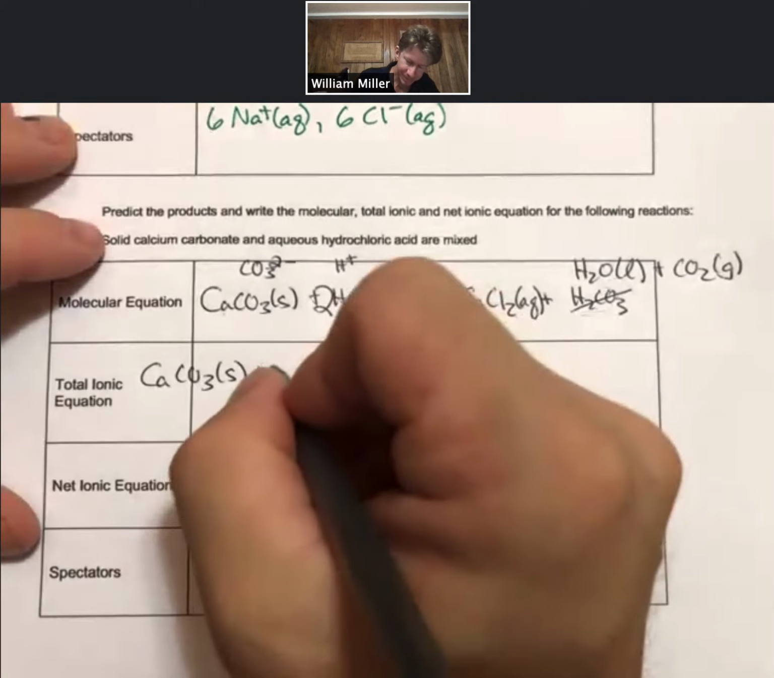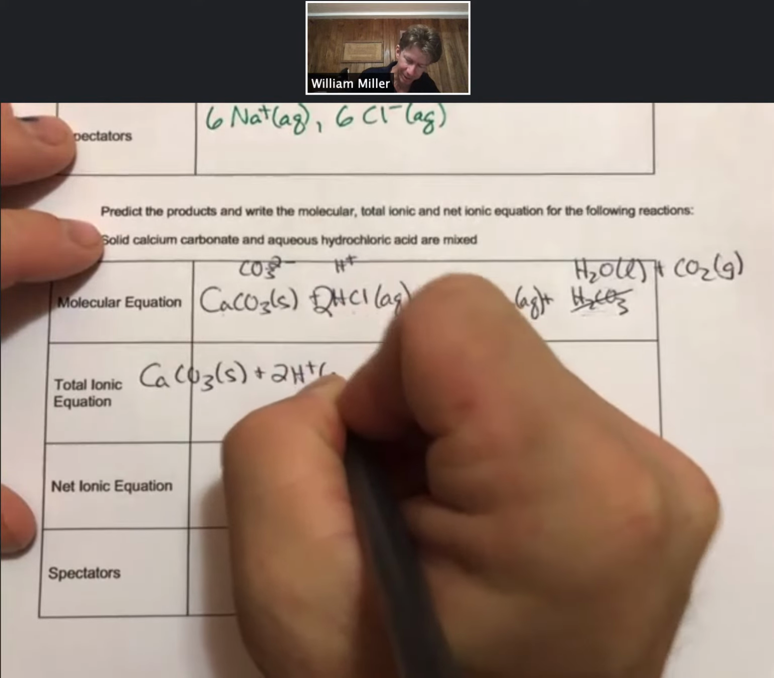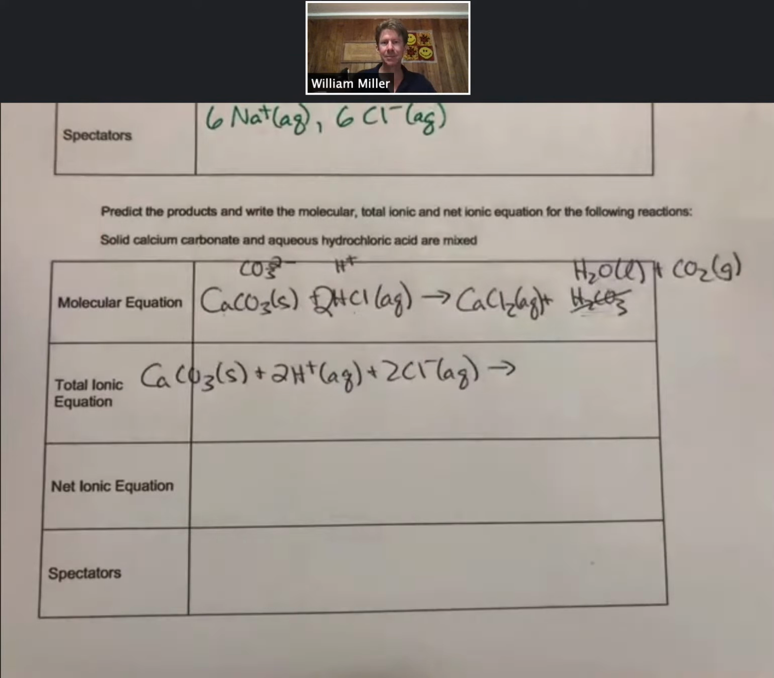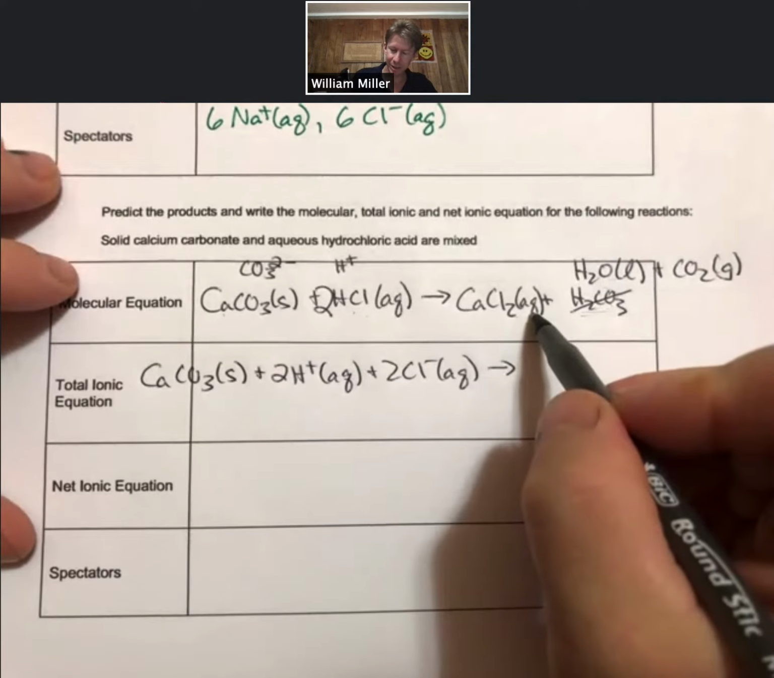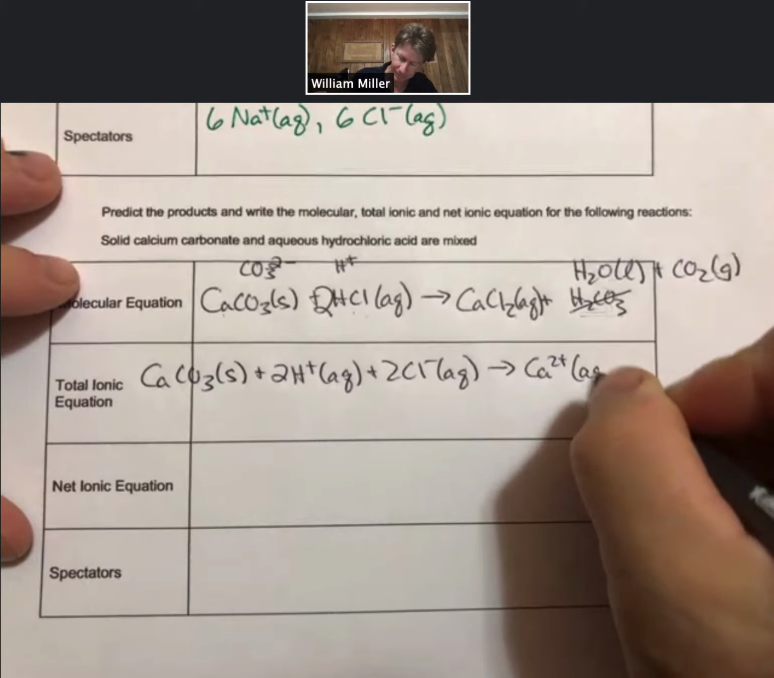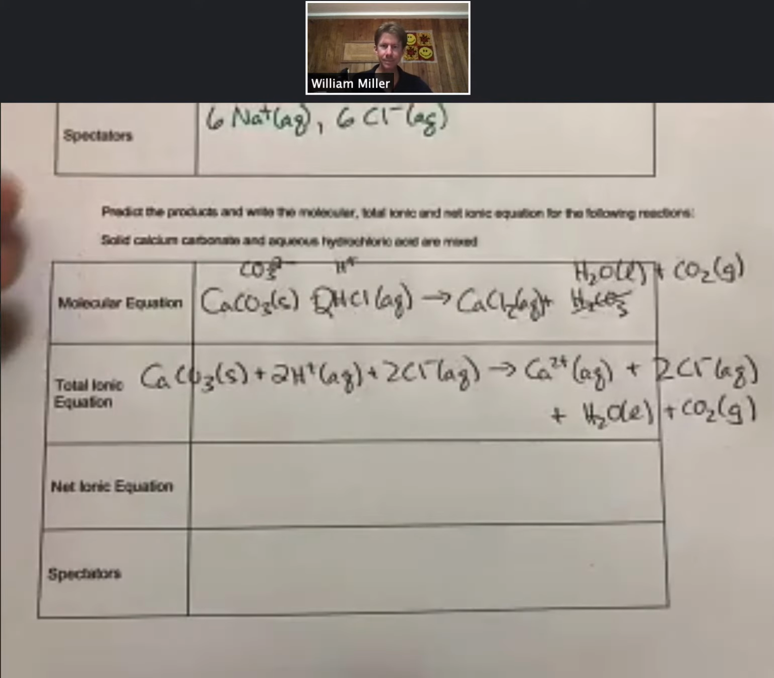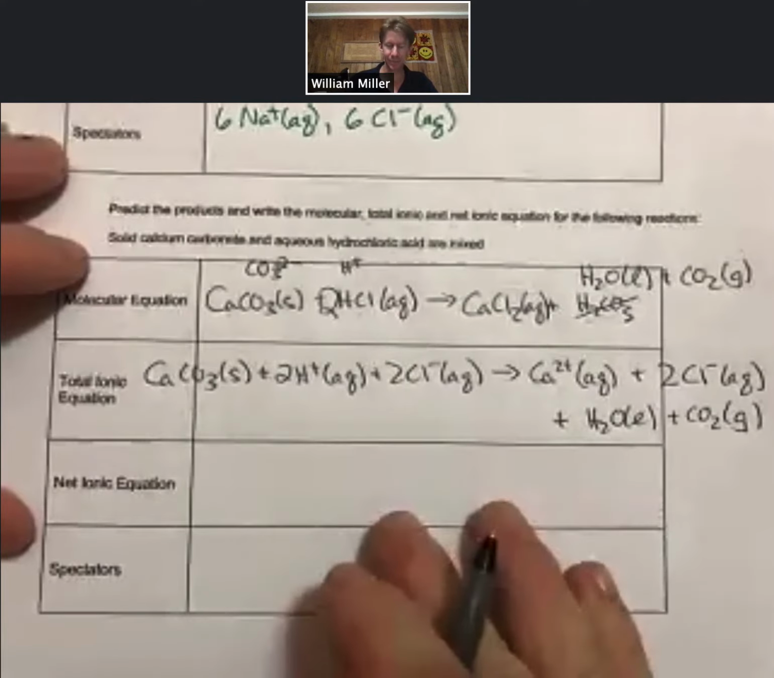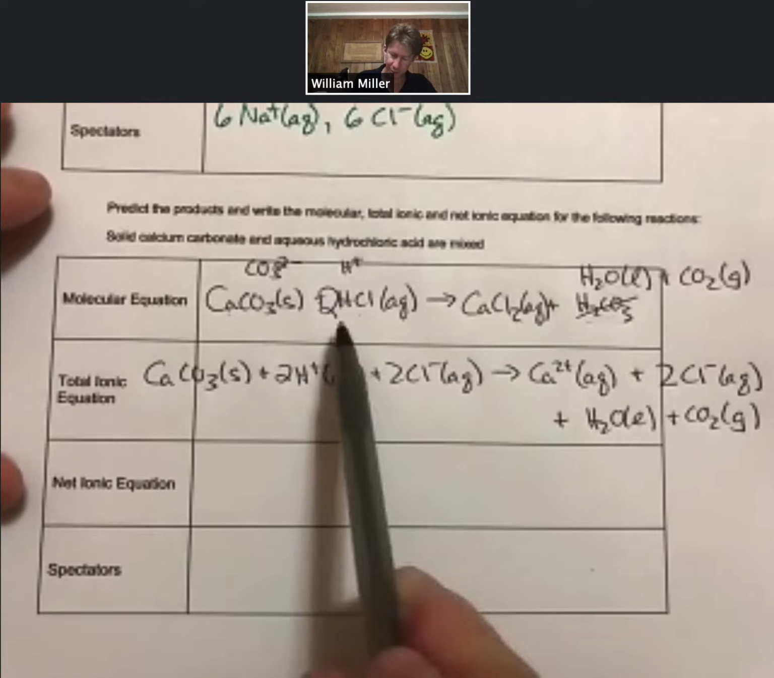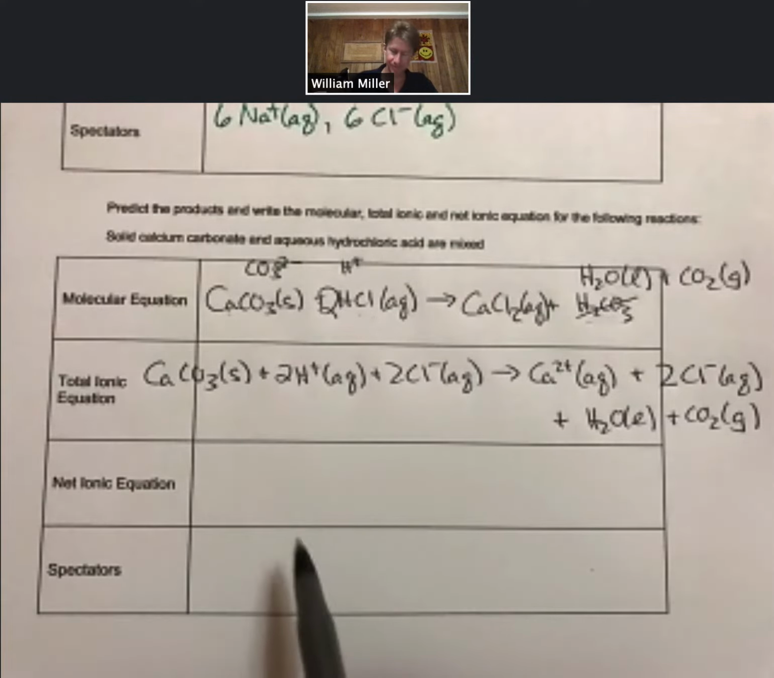All right, good. So then I get 2 hydrogen ions plus 2 chloride ions becomes calcium ion. This is a strong electrolyte. It breaks up into ions. This is 2 chlorides, and our liquid and our gas stay together. So same process as the previous one, except if you're paying careful attention to what gets broken up and what does not, I mean, it looks pretty different.